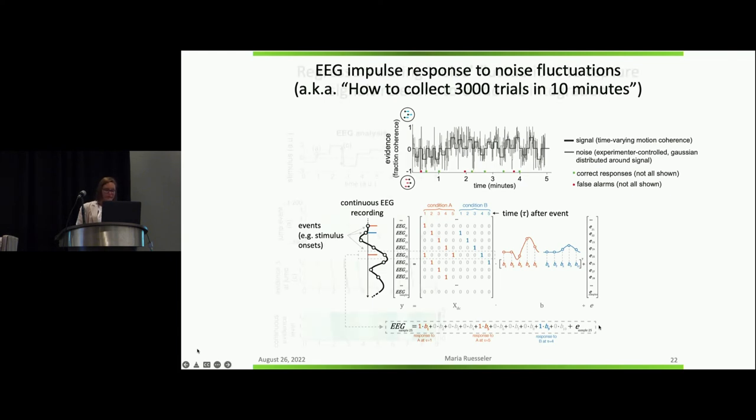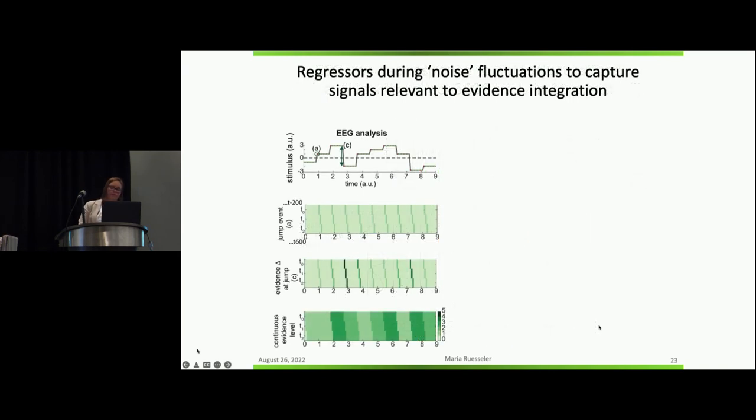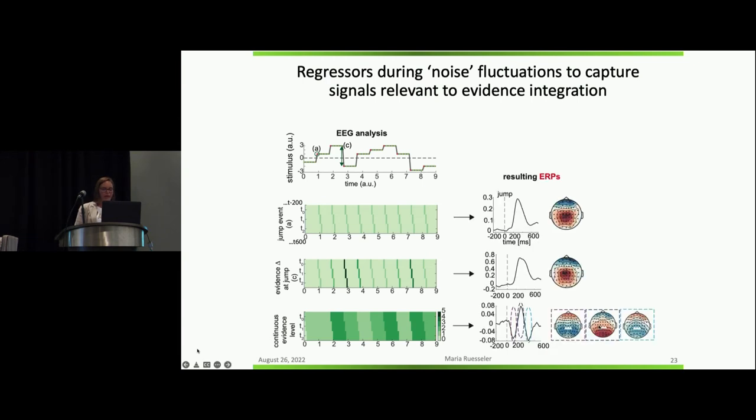Indeed, I have several regressors for which I find quite reliable responses across subjects. One of these regressors is just that there is a jump, that there is a change in coherence. But we could also use a parametric regressor which tracks the magnitude of change when a jump in coherence occurs. And what you can see here is that we get a really nice evoked response, but we can also see this nice parietal positivity signal that O'Connell also detected previously.